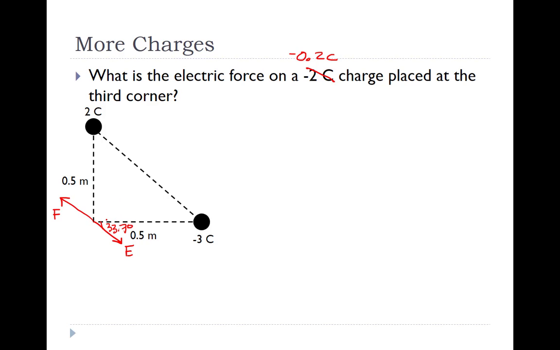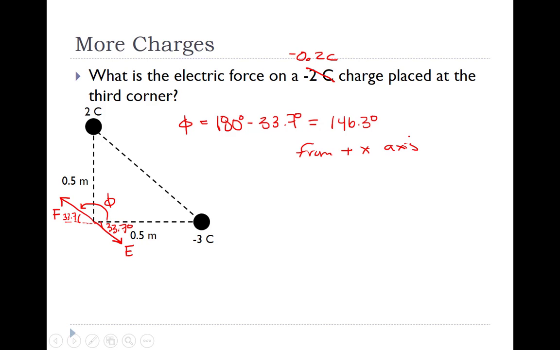Okay, well, from the positive x-axis, we need this angle, and that is not so badly found. If this is 33.7, then this angle is 33.7, which means this angle, which I'm going to call phi, is going to be 180 degrees minus 33.7 degrees, which works out to be 146.3 degrees. And I'm just going to say that is from the positive x-axis, as angles are normally defined. So we've got the direction of the force.